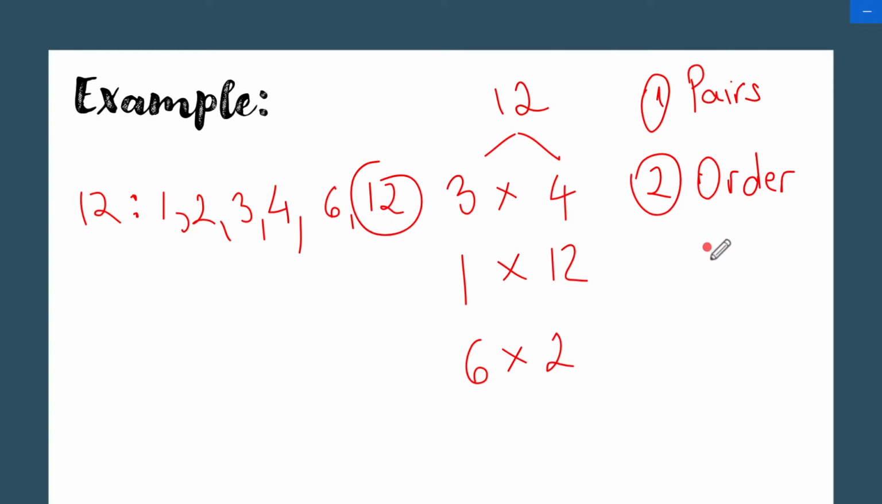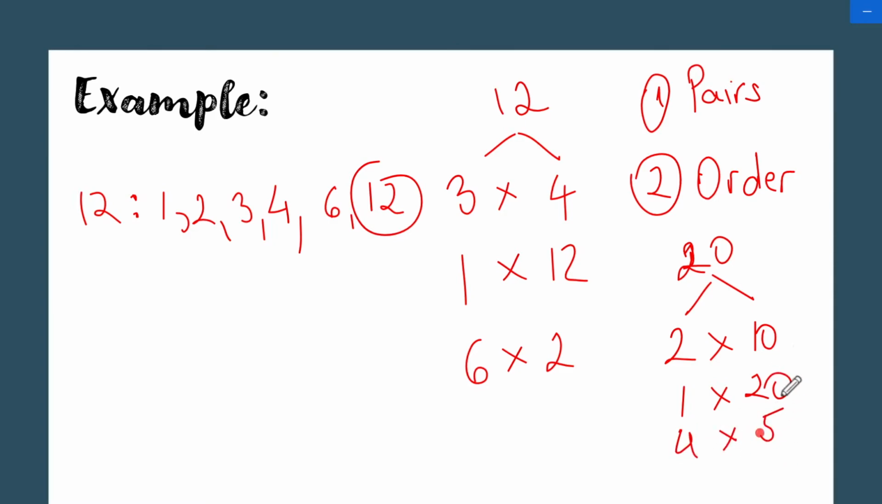And let's try another number. What if we do 20? How can I write 20? I can write it as 2 times 10, 1 times 20, 4 times 5, and I don't know, is there anything else? Am I missing anything? No, not really. Those are the factors. Okay, so 20 has the following factors.